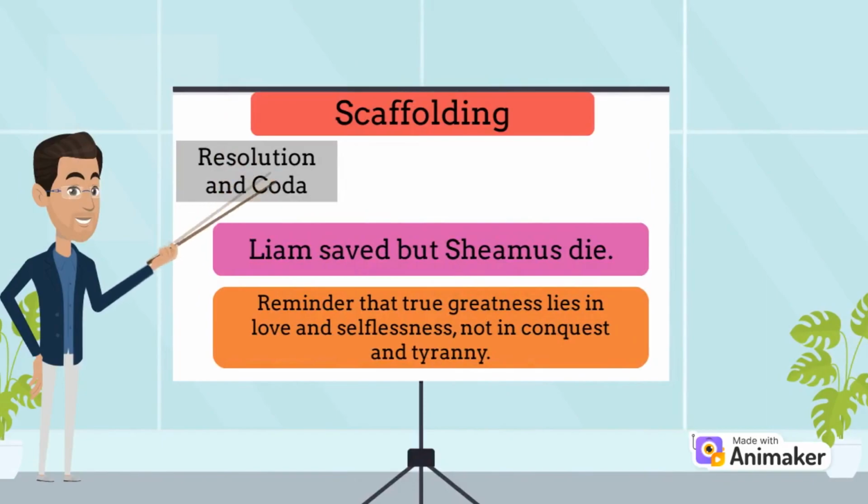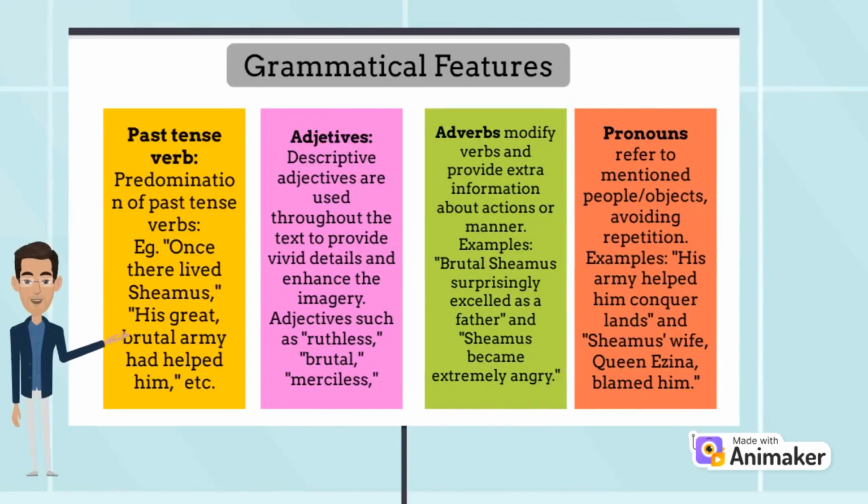Finally, the resolution is that Leon's life is saved, but Shamus pays the ultimate sacrifice for his son's recovery, and the coda serves as a reminder that true greatness lies in love and selflessness, not in conquest and tyranny. Going with the grammatical features, we have the past tense verb as a predominance, adjectives, adverbs, and pronouns.